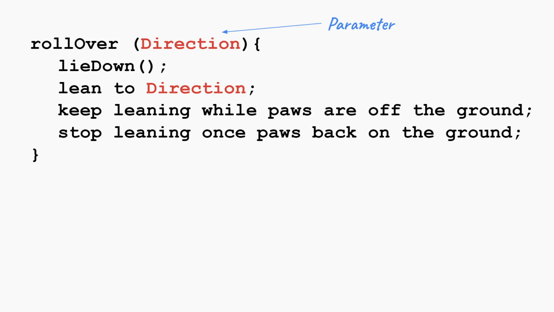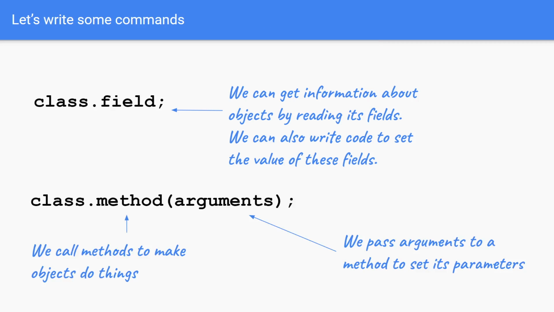So if I were to go back here, we've defined this parameter called direction, but when we actually write the command itself, we might say left or right, and that's what we consider our arguments. Okay, so let's do some examples of actually writing these commands now.